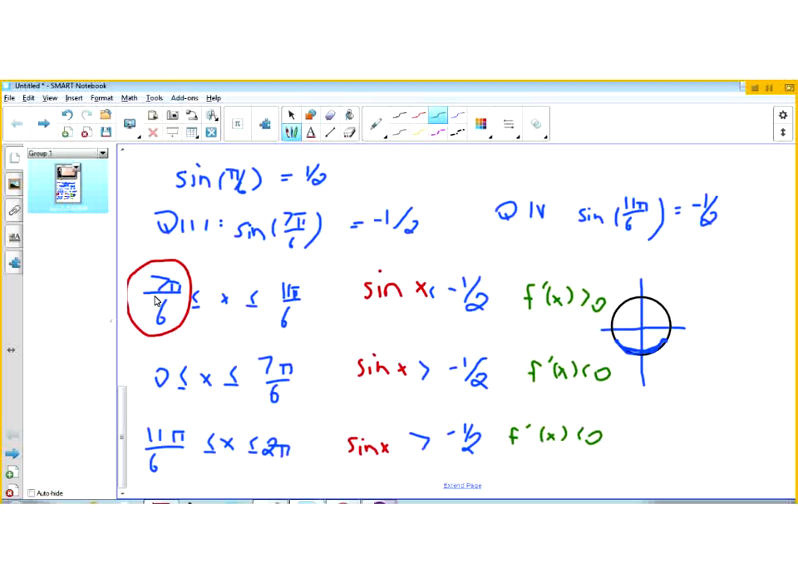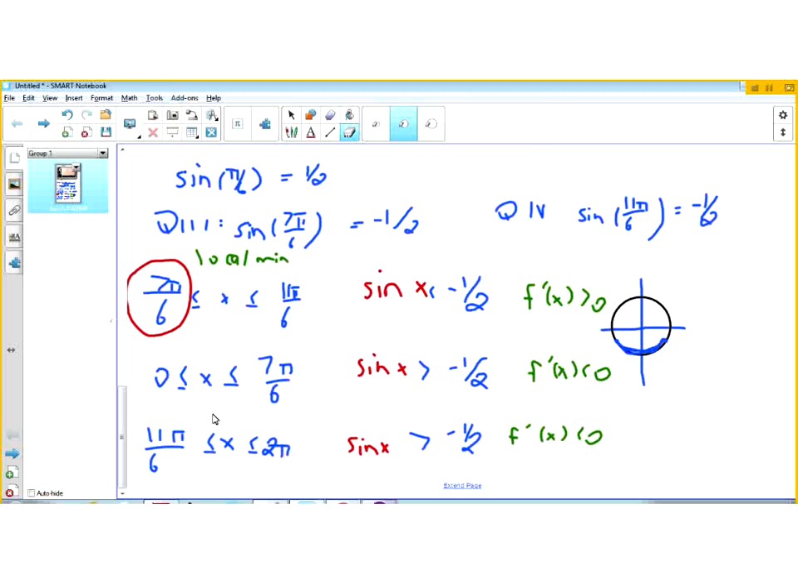So that means that 7 pi over 6 is a point of transition from decreasing to increasing. So 7 pi over 6 must be a local min, perhaps. We'll check. Because as we advance from 0 to 7 pi over 6, we're decreasing, and then from 7 pi over 6 to 11 pi over 6, we're increasing. So that would have to be a local min.